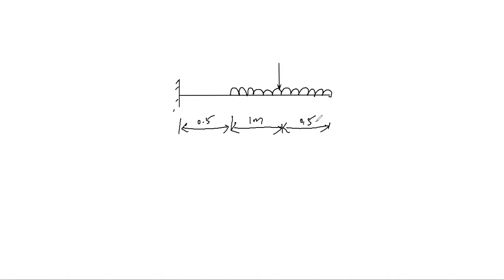And the intensity of UDL is 10 kilonewton per meter, and the point load is 10 kilonewton. We have made the sections: here it is A, here B, here C, here D. To draw the shear force diagram, we should have a line parallel to the given beam. Here, this is the parallel line for the given beam. Once you draw the parallel line, next you mark the points: this is point A, this is point B, this is point C, this is point D.